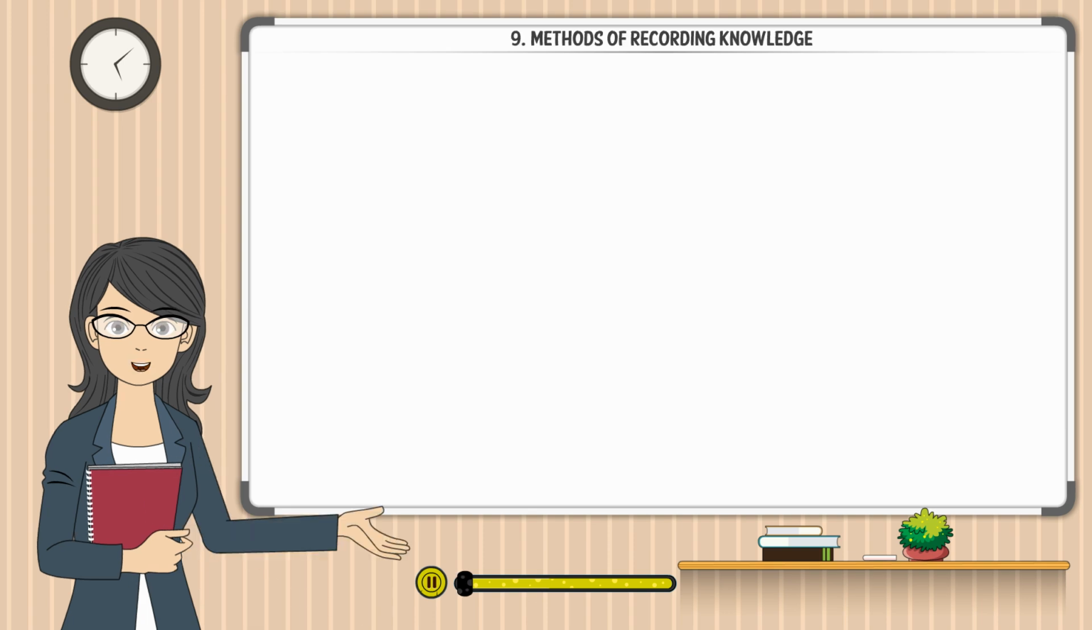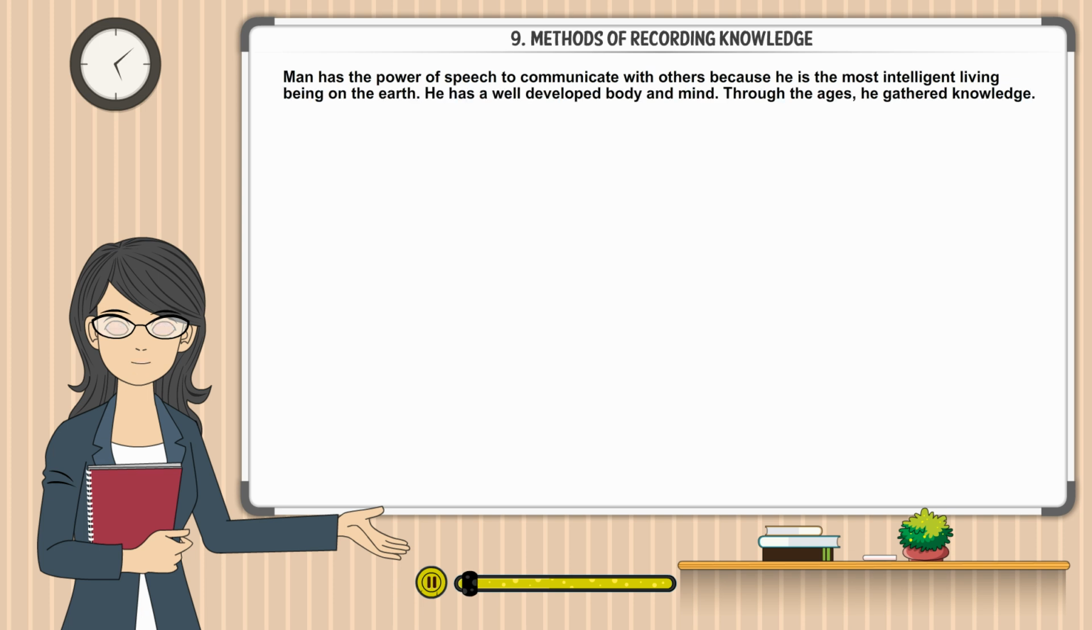Chapter 9. Methods of Recording Knowledge. Man has the power of speech to communicate with others because he is the most intelligent living being on the earth. He has a well-developed body and mind. Through the ages, he gathered knowledge. He passed on the knowledge to the next generations.